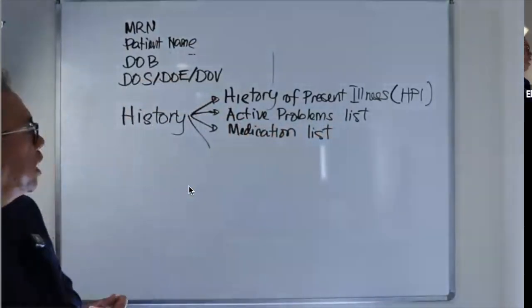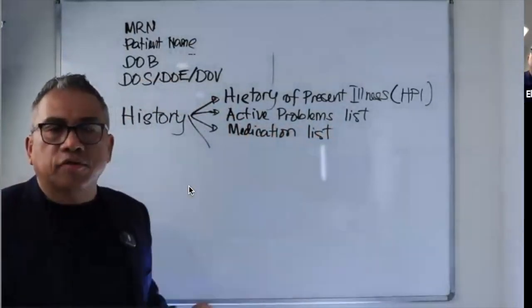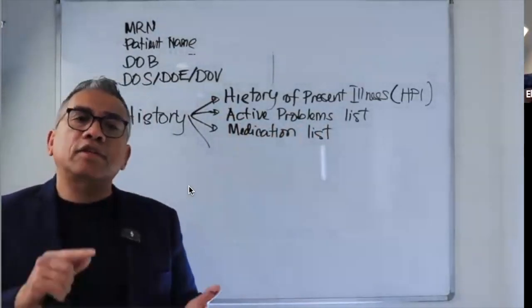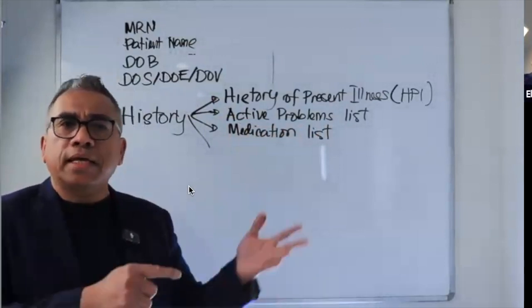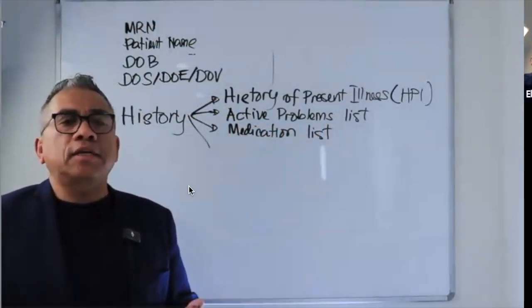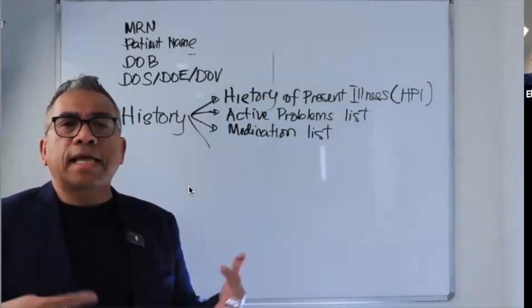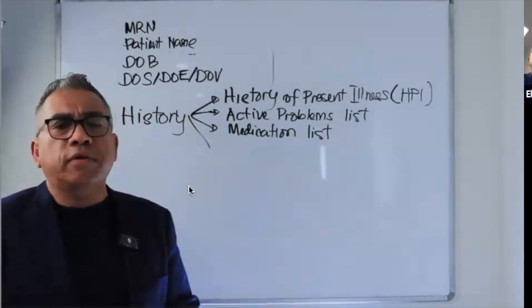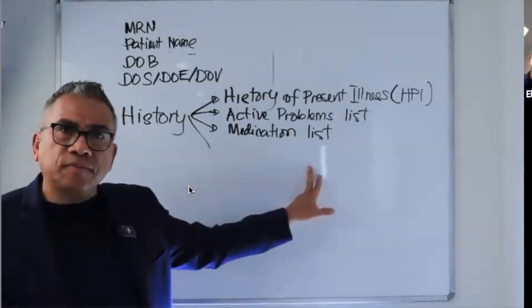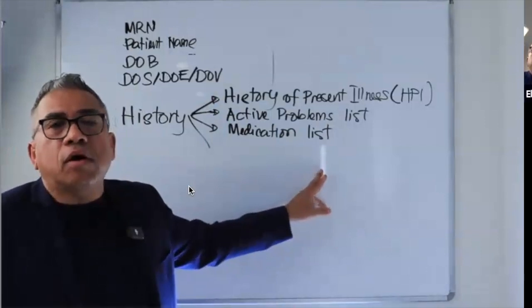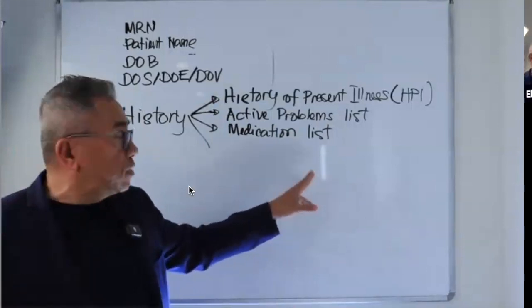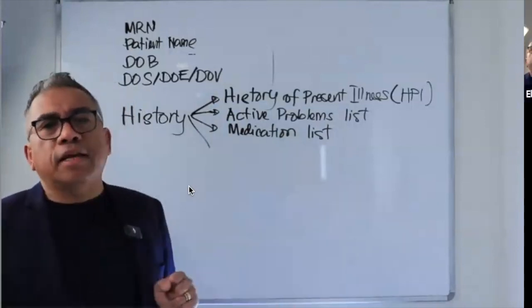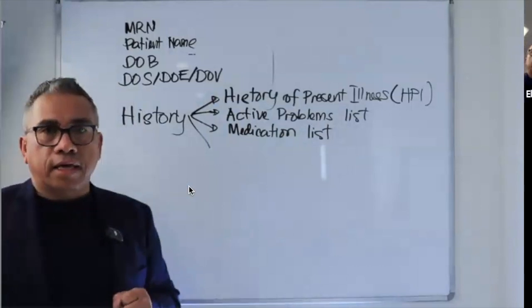So the medication list is part of the patient's history. What are those? If a patient is on antihypertensive medication, it's there. If a patient is currently taking insulin because the patient is diabetic, it is in the medication list. If a patient is currently taking an anticoagulant, like Eliquis or aspirin or warfarin, anything that a patient takes on a daily basis or on an as-needed basis, it's on the medication list. If a patient is asthmatic, taking an inhaler, it is on the medication list. It is part of the history.